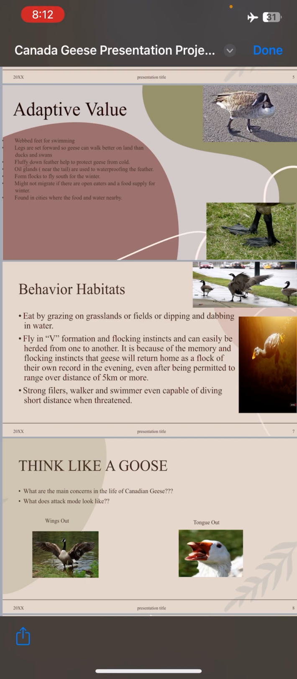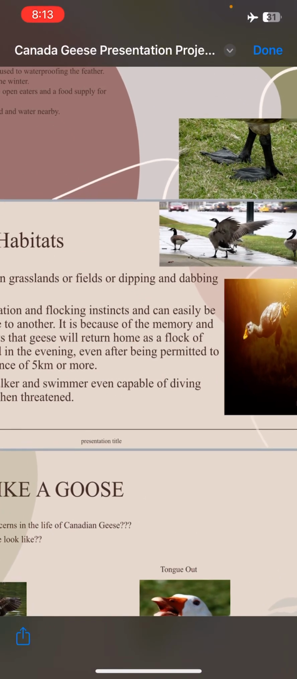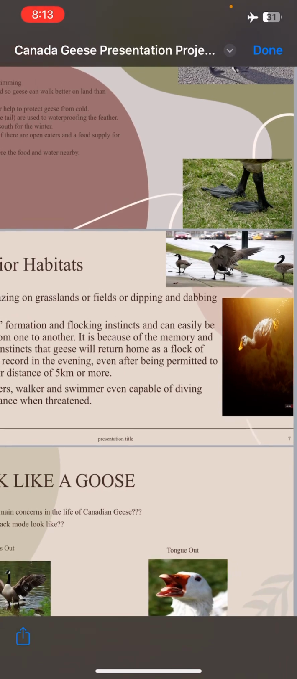Because of flocking, they can memorize where they are coming from, where they fly from, and where they have to go back. That helps them return home, depending on the flock formation. And they are strong flyers, walkers and swimmers. They can even dive a short distance when they have a threat or emergency or some important situation.